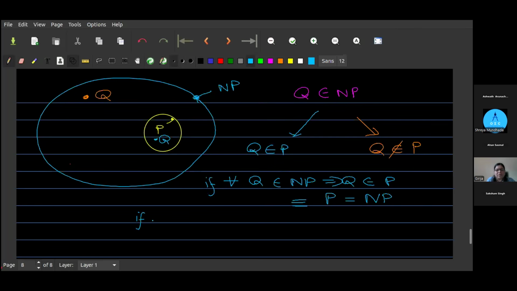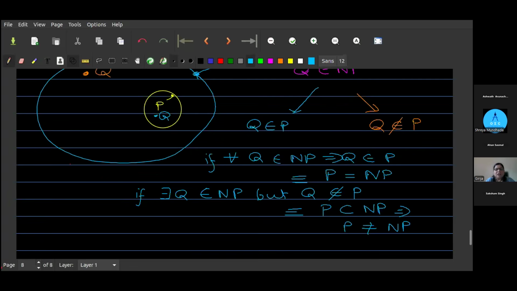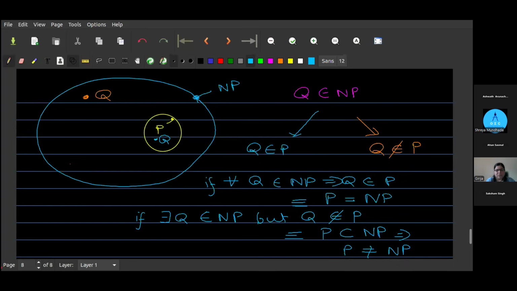Now, if there exists a Q of this type, this orange side, which is in NP but Q is not in P, then you can conclude that P is a proper subset of NP. And basically, it also means that P and NP are not the same. So now we are slowly coming to this question, P versus NP, or P equal to NP question mark. That question.